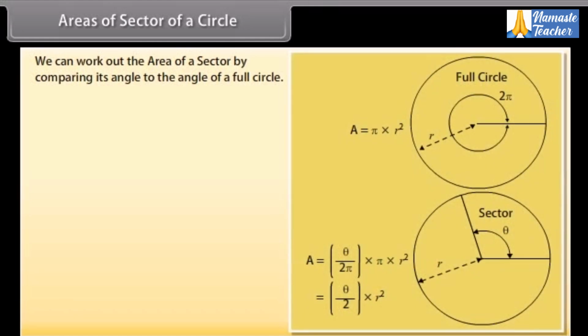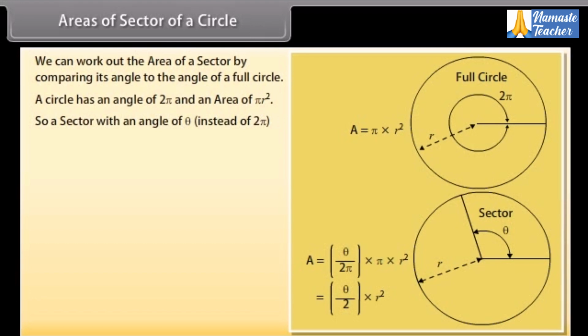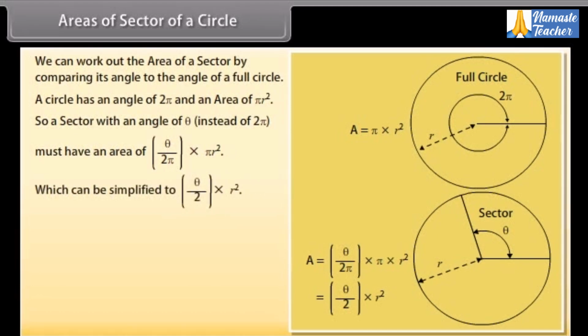We can work out the area of a sector by comparing its angle to the angle of a full circle. A circle has an angle of 2 pi and an area of pi r square. So a sector with an angle of theta instead of 2 pi must have an area of theta upon 2 pi whole into pi r square, which can be simplified to theta upon 2 into r square. Area of sector is equal to 1 upon 2 into theta into r square when theta is in radians.